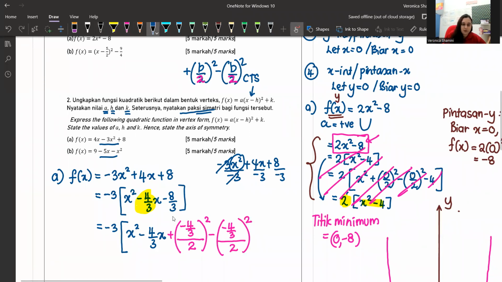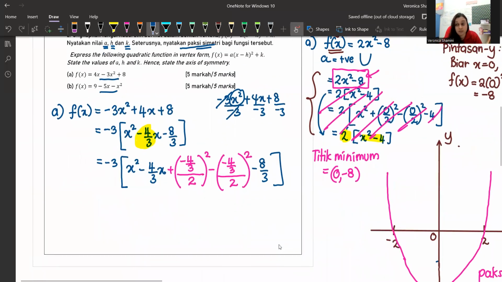Okay, then don't forget last got one more number here. Tolak 8/3. That one you copy back. So you see, the one teacher add there, yang tambah tu, you see I add using different color. So you realize, oh, this is where I must tambah the thing.